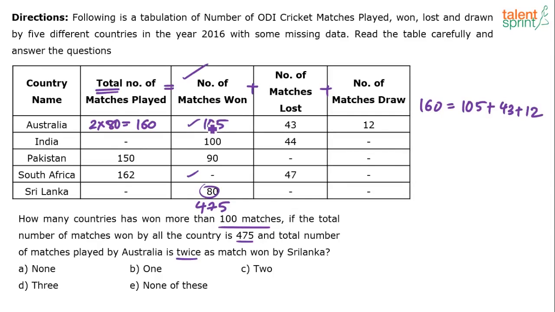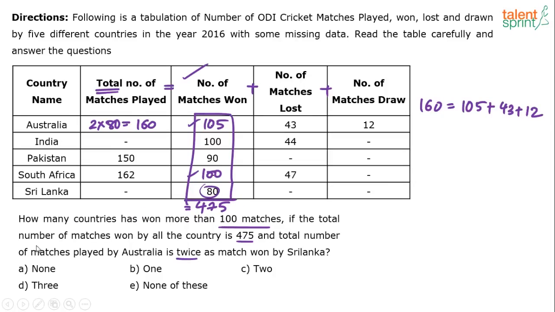And now that we know the number of matches won by Australia, we can also find out the number of matches won by South Africa, because the total of this column is 475, right? So let's do that calculation now. 105 plus 100 is 205, 205 plus 90 is 295, 295 plus 80 is 375. 375 plus what gives you 475? 375 plus 100. So this should be equal to 100, right? The total of these 5 values here is equal to 475.